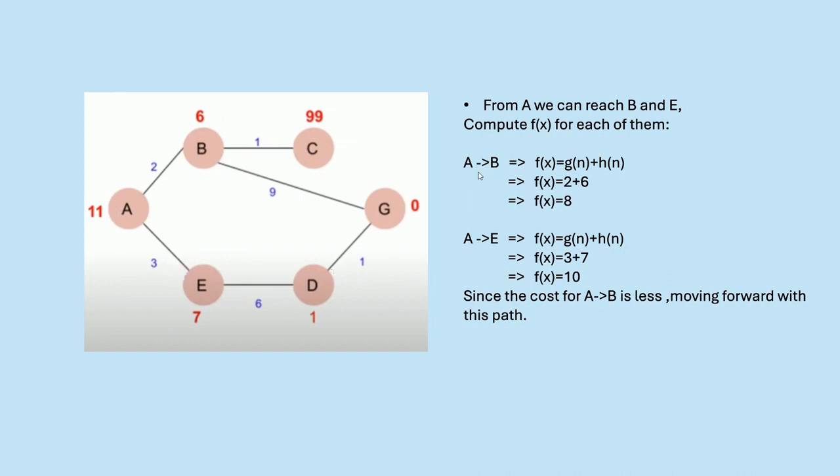From A to E, f of x equals 3 plus 7. The path cost 3 plus 7 equals 10. f of x equals the cost. Since the cost for A to B is less, we move forward with this path.